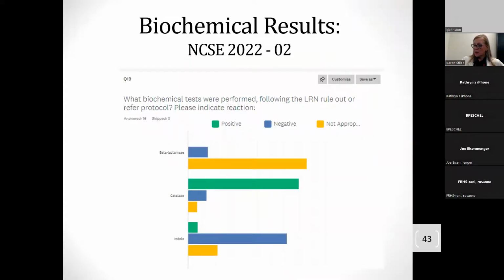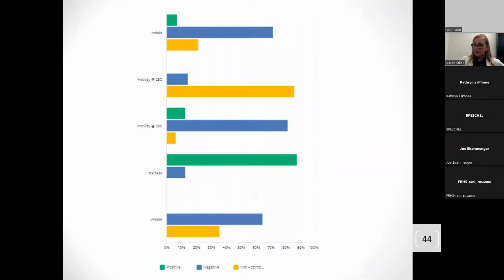So with this organism, again, beta-lactamase was not appropriate. Catalase was done. And some people did do the indole and had a positive. Motility at 25 was not appropriate, but 35 was done, and motile, and the oxidase was positive. So right there tells us we can rule out the Yersinia, right? So we should be thinking at this point about our Burkholderias. More than likely, the urease should be negative, yes.